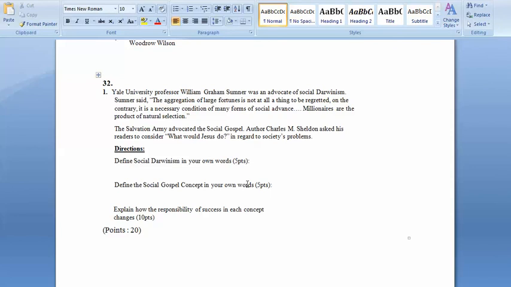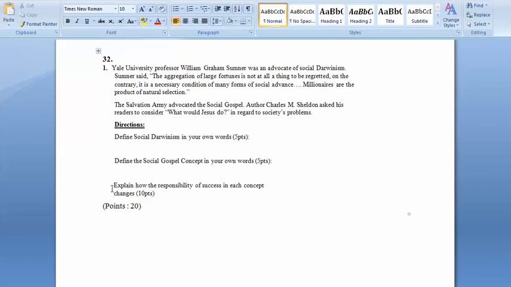Advocated means to support. So the Salvation Army advocated the social gospel, a very different concept from social Darwinism. Charles M. Sheldon asked his readers to consider, what would Jesus do in regards to society's problems? That was kind of the basis behind the social gospel. So you can see what William Graham Sumner is talking about with social Darwinism is very different than the social gospel.